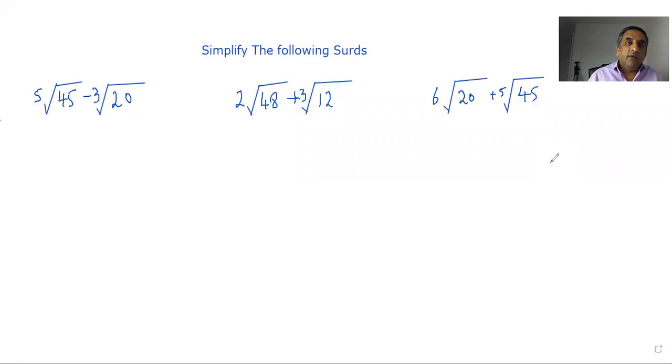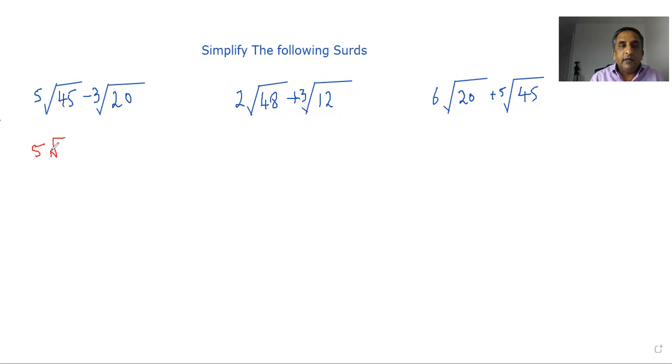So question number 1 says 5 square root of 45 minus 3 square root of 20. Because they both are surds, we have to simplify them and write them in their simplest form. So what we can do, for example in question number 1, it says 5, so we'll write the 5 as normal.